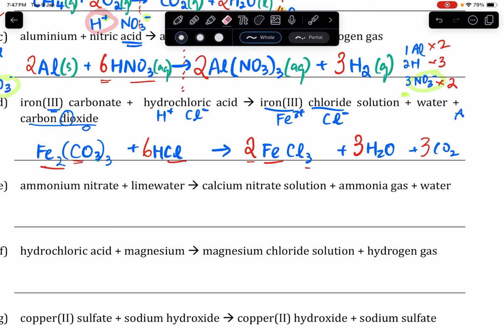Now let's write the state symbols. Iron 3 carbonate. Carbonates are generally insoluble, so this is a solid at room temperature. If I add it to an acid, again all acids are dissolved in water for it to be acting as an acid, so it must be dissolved in water, aqueous. On the right hand side here, I wrote solution, so you know it's aqueous. Water is liquid, carbon dioxide is gas.